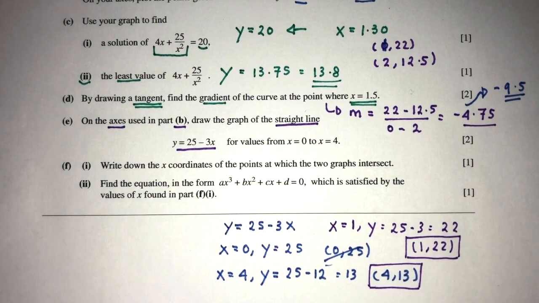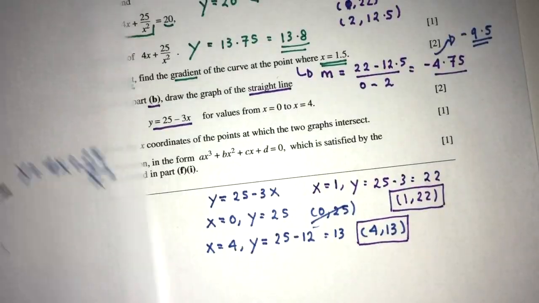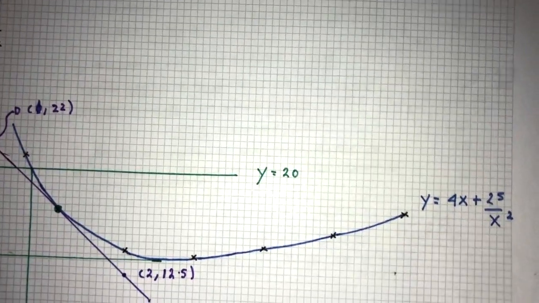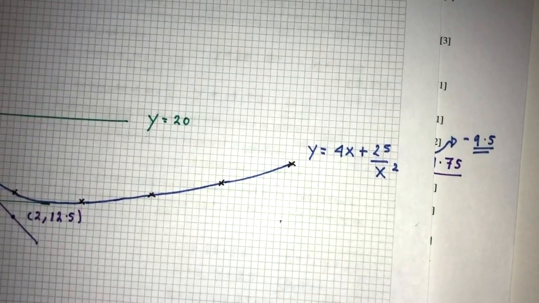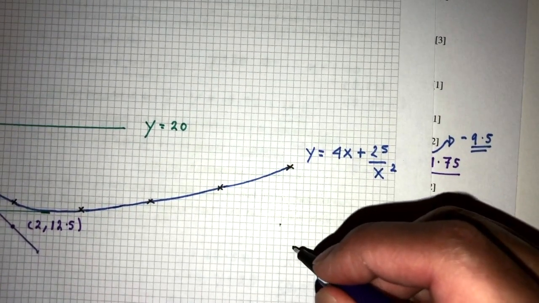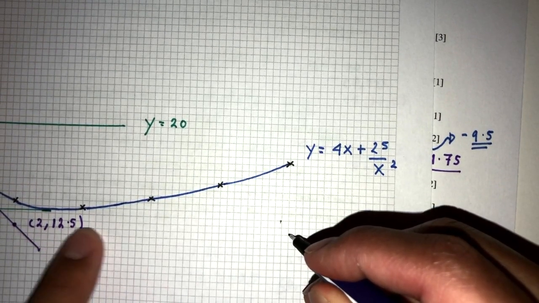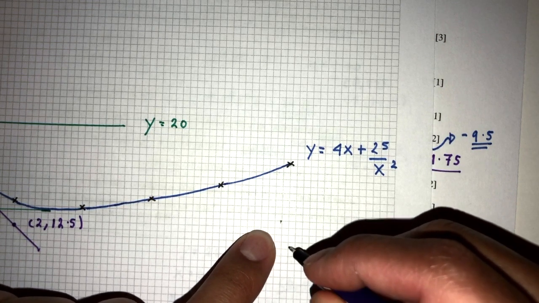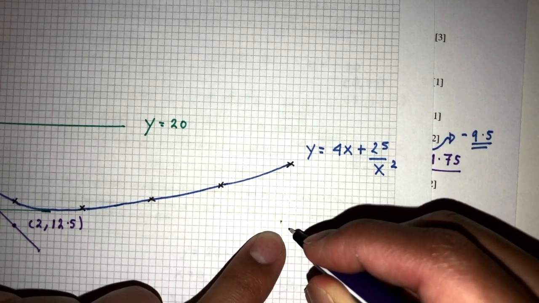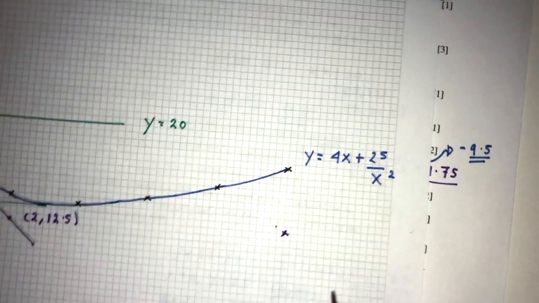to draw that line. So 1, 22, that will be right here. And then we have 4, 13, that will be where? So 4 is here. 12.5 is here, so 13 will be right here. Okay, so now we have 2 points. We can join them by a straight line.